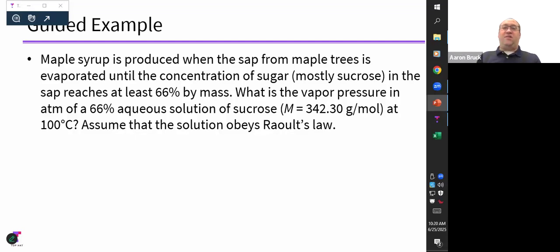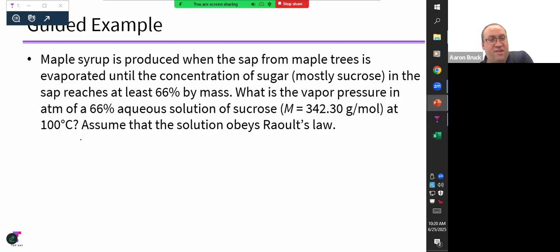So first thing that we have to answer for ourselves is, is sugar volatile? Does sugar evaporate? No, it wasn't a trick question. The answer is no. Okay, so since it's not, we're calling this a two-component solution. It's sucrose and water. Do we need to account for the vapor pressure of sucrose? No, because it doesn't have one. But we do have to account for the vapor pressure of the water.